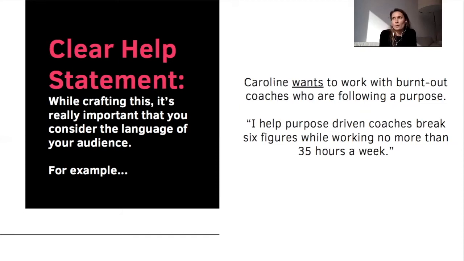I want to work with people who woke up and feel like I was born to do this, not like, oh, coaching is a really popular industry right now, that's what I should get into to make money. She's like, I really want to make that difference. So we changed her whole bio. We stopped talking about coaches in general. And we're like, I help purpose-driven coaches break 6 figures while working no more than 35 hours a week. Because you know what? That was the other part of her pain point. Everyone is burnt out, and she wanted to speak to that.